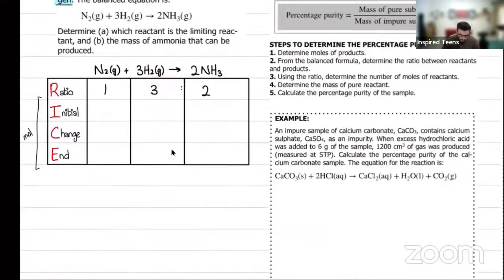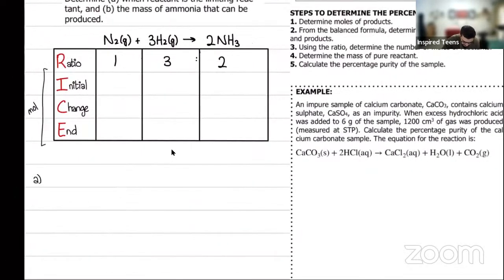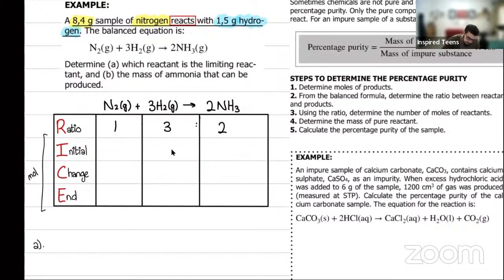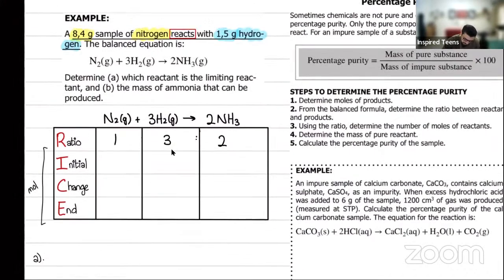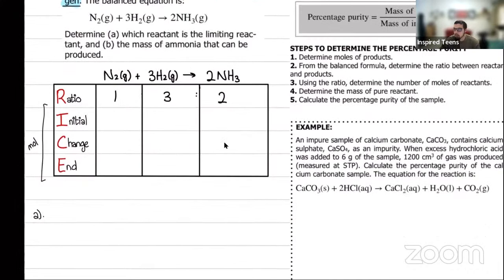What we want to do first, we're busy with A, this is the first step. We're still determining which is the limiting reactant. And now I'm going to show you how we determine it. The first step is we have initial amounts. We have 8.4 grams of nitrogen.